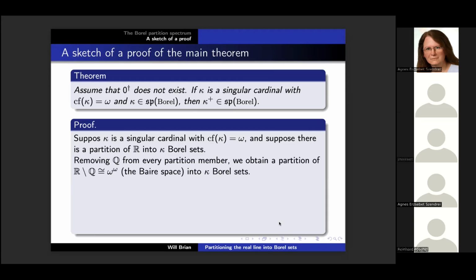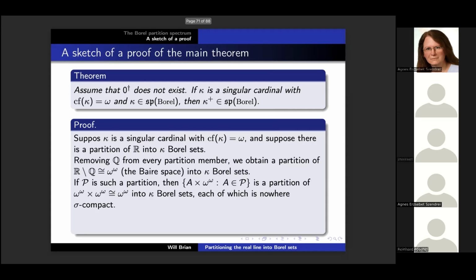Okay. We can go ahead and just subtract all the rational numbers from everything, and basically it doesn't affect much, right? So if we start with the partition of the reals into kappa Borel sets, we can remove the rationals from the reals, and we can remove any rational numbers from any of our partition pieces. We still end up with kappa partition pieces. They're still all going to be Borel, but now they're subsets of the irrational numbers, which, as I mentioned earlier, the irrational numbers are homeomorphic to the Baire space. So essentially what we get is a partition of Baire space into kappa Borel sets. Turns out that's going to be easier to work with for this proof. So let's start there. Instead of the reals, let's say the Baire space.